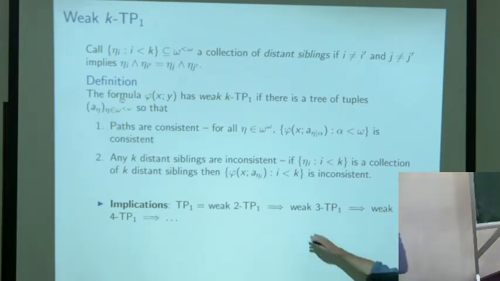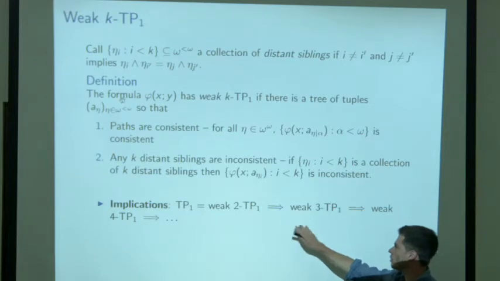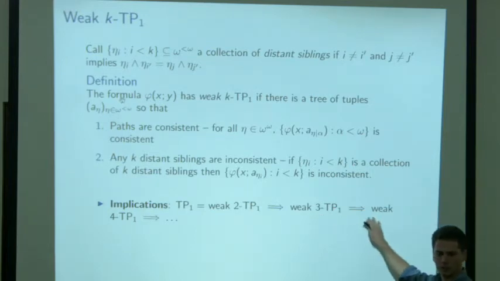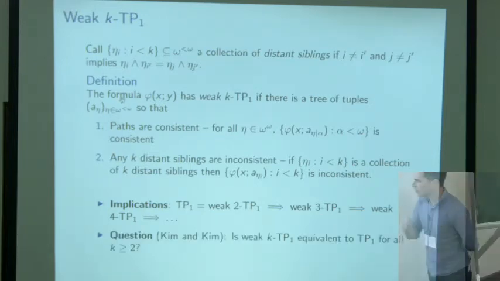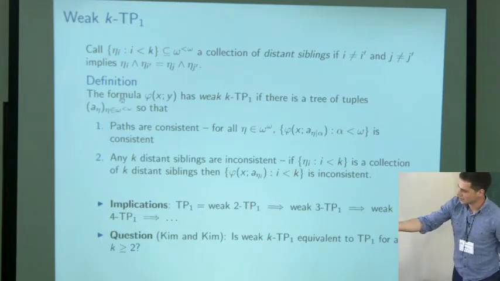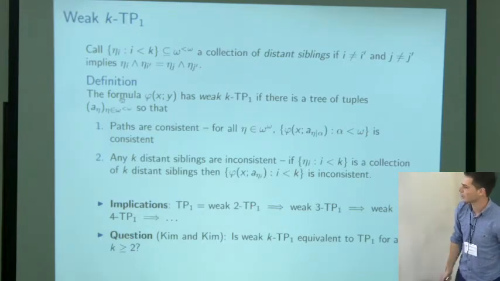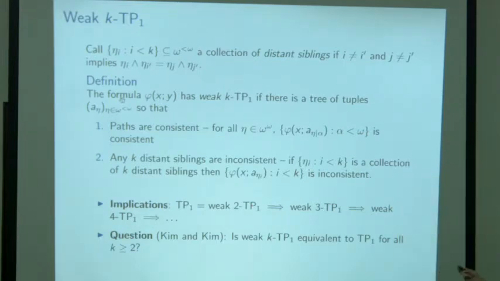And it's also clear that if I have weak 2 TP1, then I have weak 3 TP1 and weak 4 TP1. And so you can ask the question, erase this if you don't like Kim and Kim. Is weak kTP1 equivalent to TP1 for all k greater than or equal to 2? It's a natural question. So what did Kim and Kim prove?